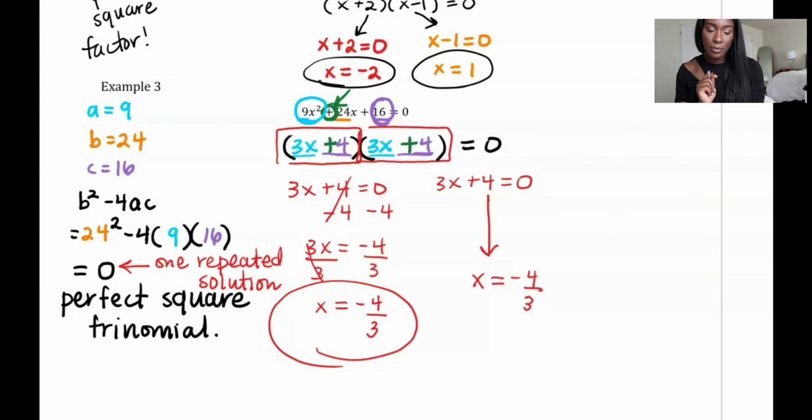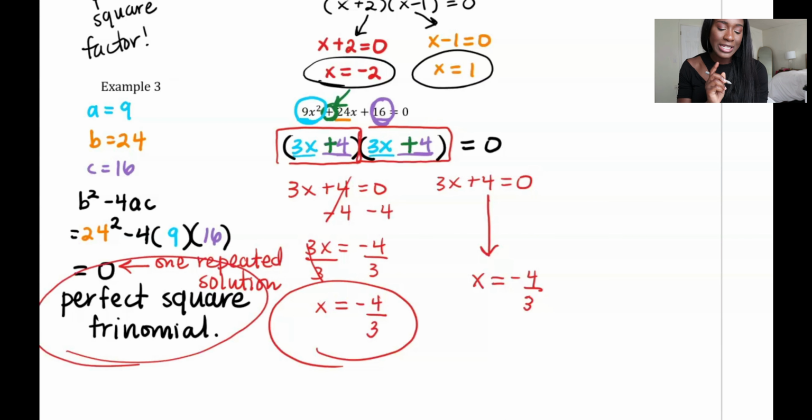And that is example 3. Another example where we could factor because the discriminant was 0. More specifically, we could factor it into a perfect square trinomial because the discriminant was 0.